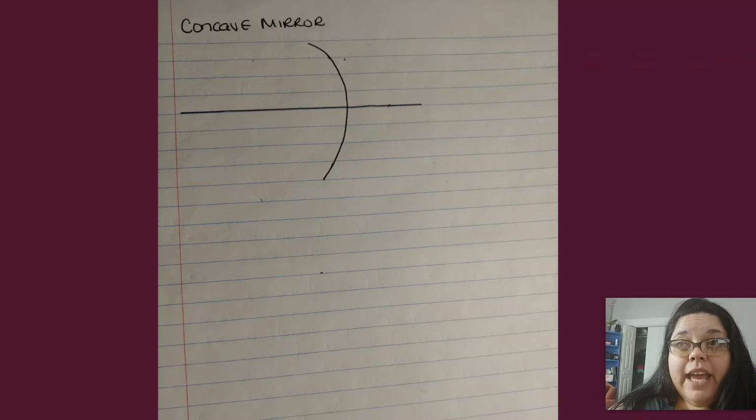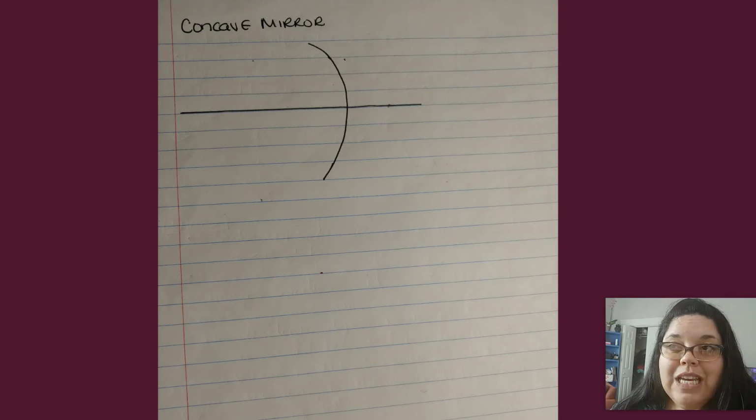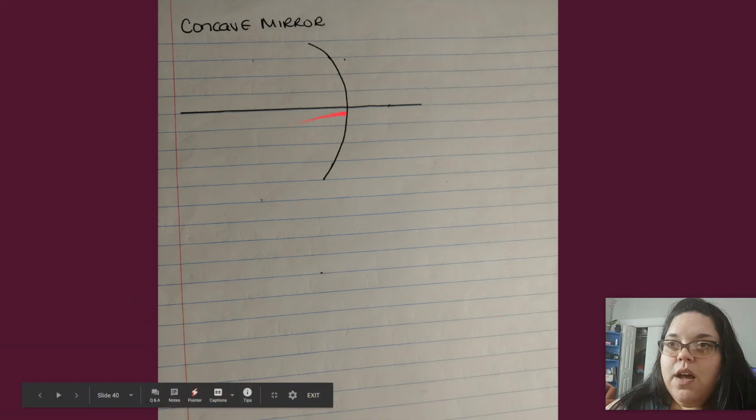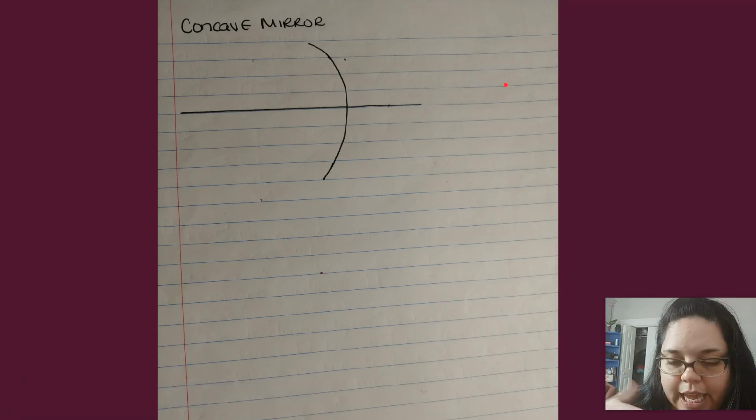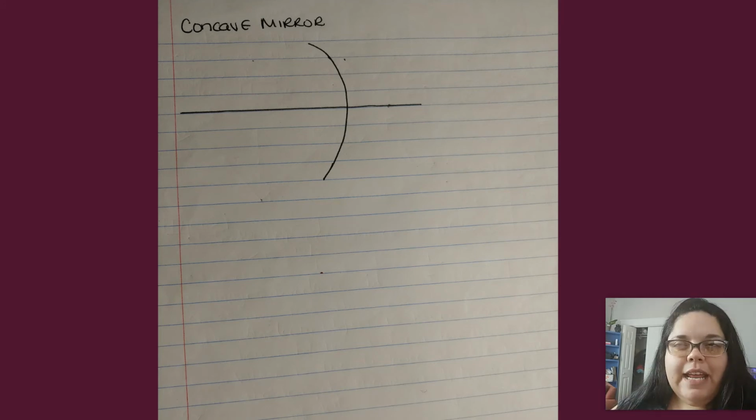All right, so this is a concave mirror. How do you tell the difference between a concave mirror and a convex mirror, or a concave lens or convex lens? It's real simple. If you can walk into it, like a cave, then it is concave. If I can't walk into it, then it's the other one, which is convex. It's vexing. I'm vexed. I don't know.